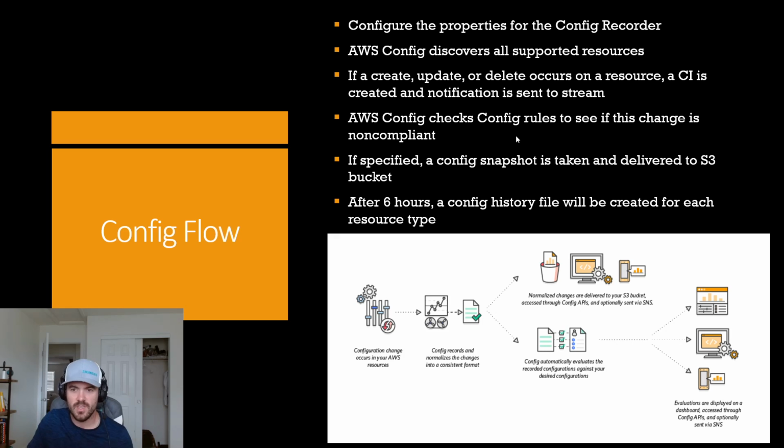All right. And this kind of just summarizes that a little bit if you want to step through it again. But AWS Config is very helpful. It's going to discover pretty much all supported resources, which is just about everything that you would commonly be working with: instances, storage services, database services, things like that. And it's important to note too that after 6 hours, a config history file will be created for each resource type. That's basically what keeps track of changes over time and allows you to see what's actually happening to your resources when changes are applied.